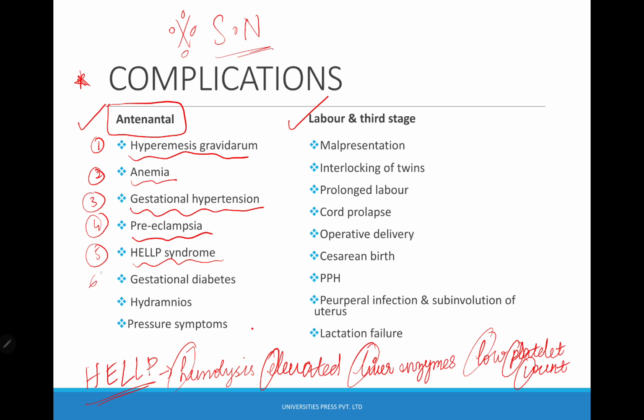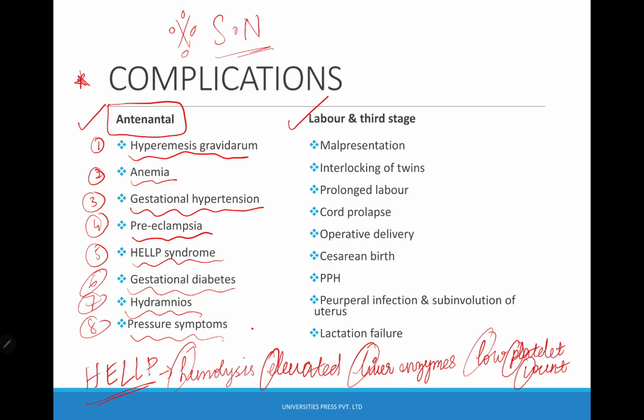And the sixth complication is gestational DM, diabetes, and then hydramnios, and the last one is pressure symptoms. Definitely there are two big fetuses and there will be pressure symptoms. So what are the antenatal complications of multiple pregnancy? There are 8 antenatal complications: hyperemesis gravidarum, anemia, gestational hypertension, preeclampsia, HELP syndrome, gestational diabetes, hydramnios, and pressure symptoms.